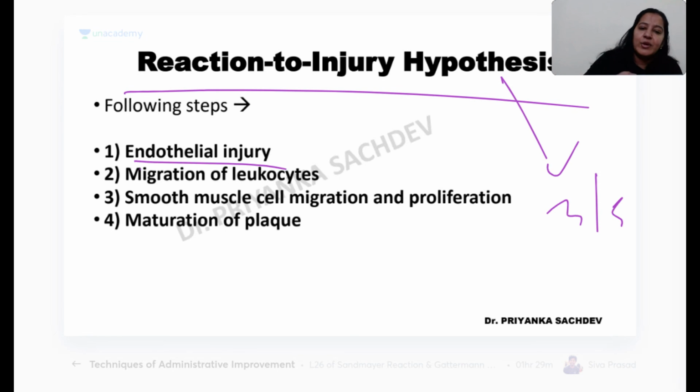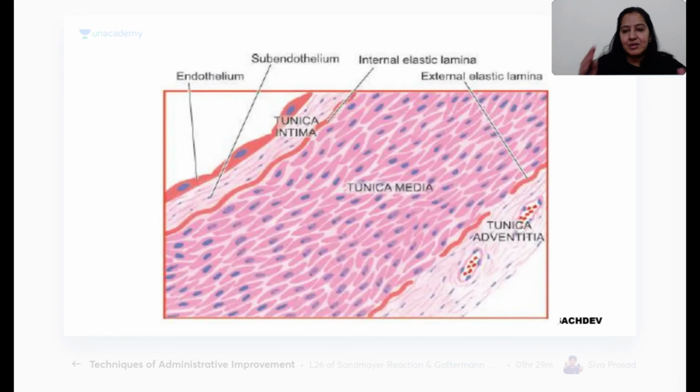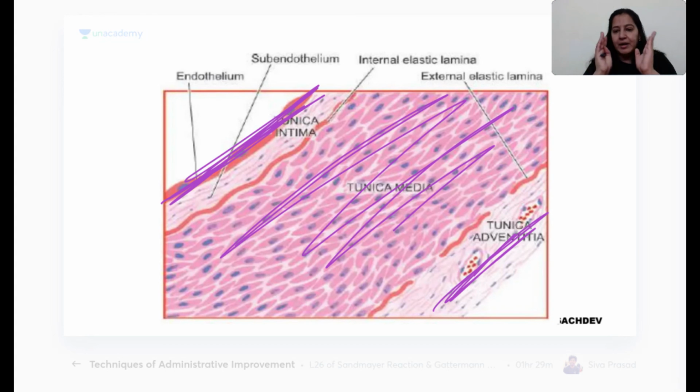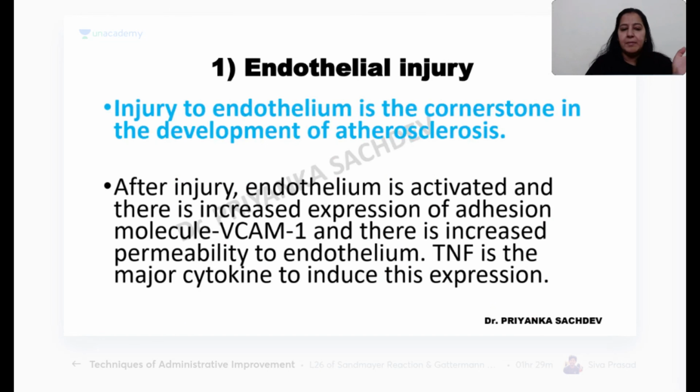So the first step is endothelial injury. Injury is to the endothelium. You know the 3 layers. Now you can see this diagram. This is intima, this is endothelium or intima. This is media and this is externa. Blood is present in the lumen. That blood contains something which is causing injury to the endothelium. So the first step is injury to the endothelium.